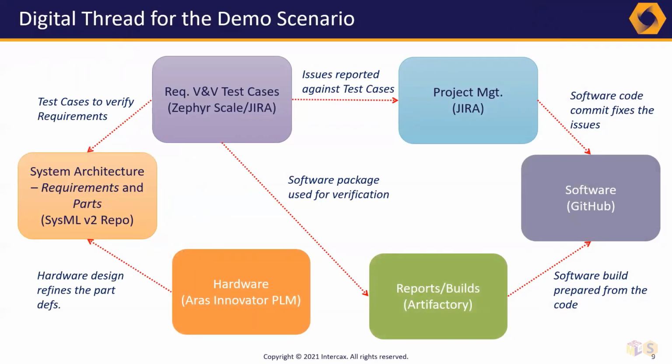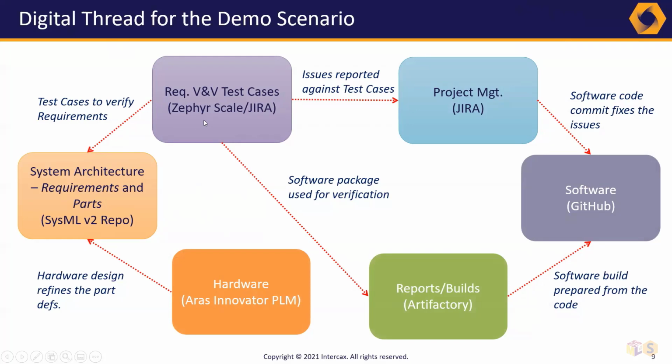So the digital thread we want to build, and again, this is just an example scenario, for SysML v2 looks something like this. We have system architecture models for a vehicle, specifically focusing on the requirements of the part definitions in a SysML v2 model on the left-hand side. Then we have requirement test cases, V&V test cases, defined in Zephyr Scale, an add-on on top of Jira. These are test cases that are used to verify those requirements.